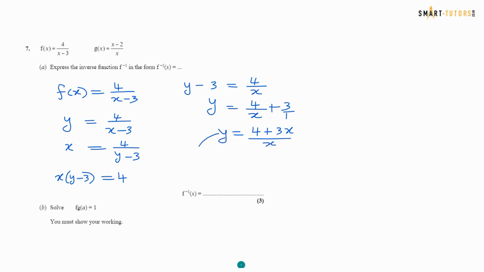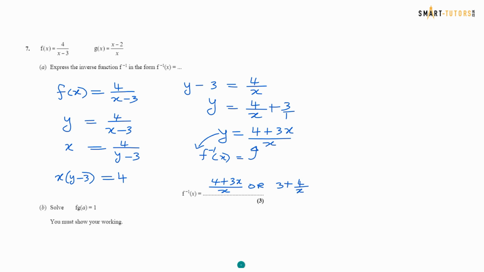After you find the y, change the y back to f inverse x, the same answer. So the answer here, f inverse x, is (4 + 3x) over x. Or you can put it as 3 + 4/x in a short format.